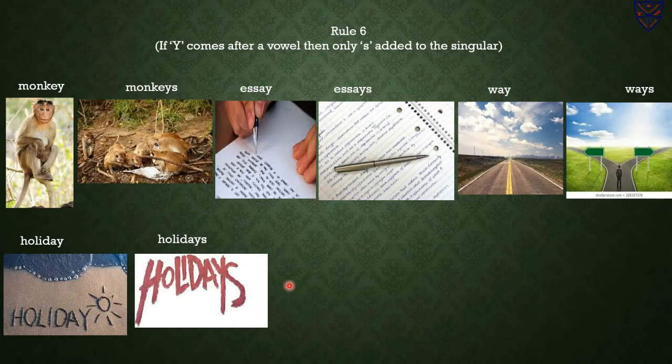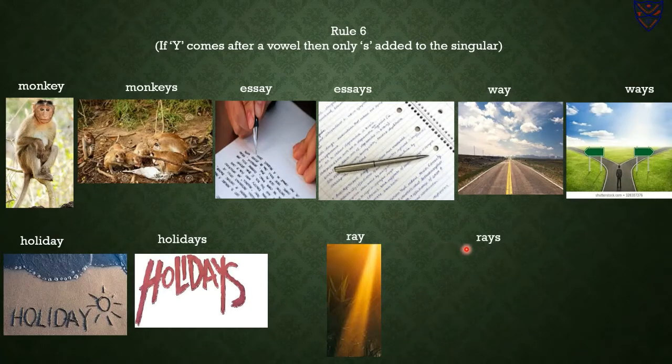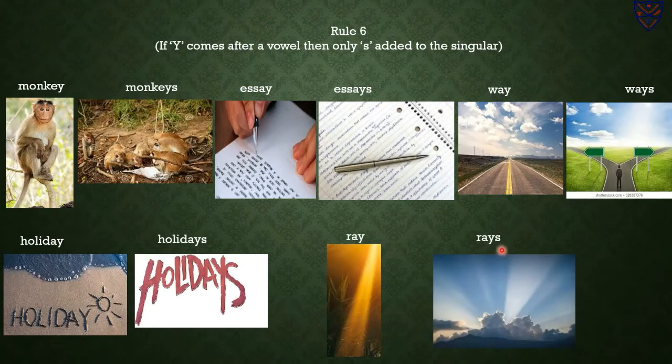Holidays. Okay? Ray. At last you can see Y, and before Y, a vowel is there. So to convert this ray into plural, we will put S at last. Rays. Okay? If Y is at last and a vowel is before that, we will put S. And if Y is at last and a consonant is before that, we will cut Y and put IES. Okay? And here you can see Y is at last and a vowel is before that. So we will put S at last to convert singular into plural.